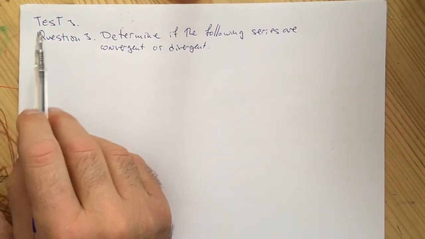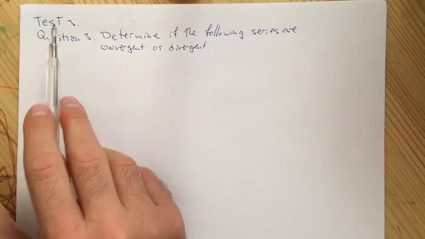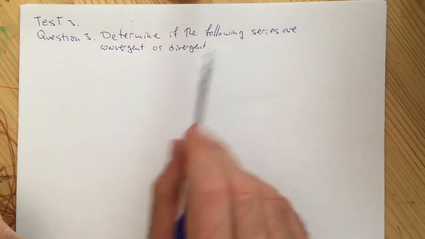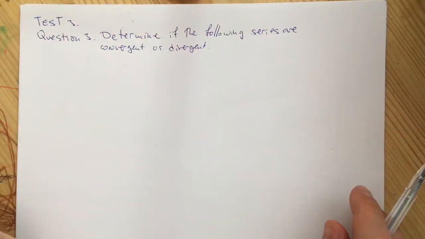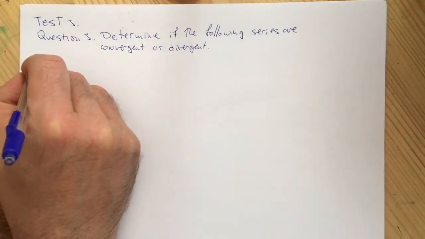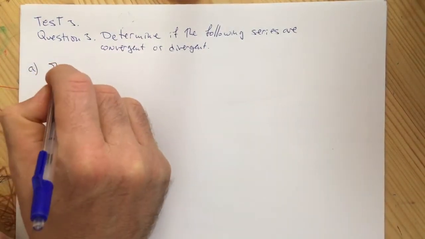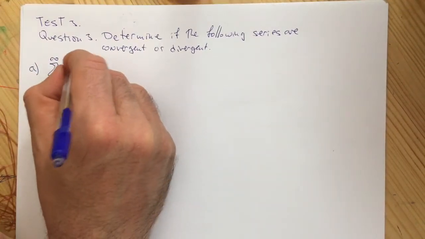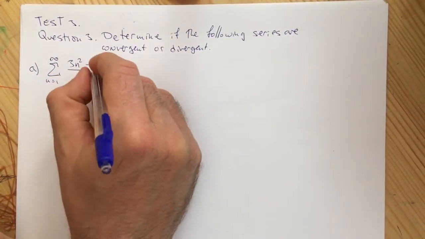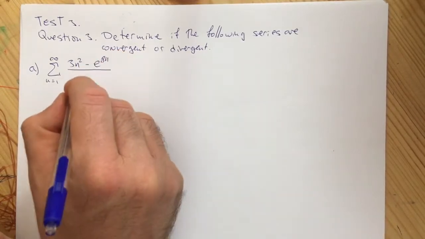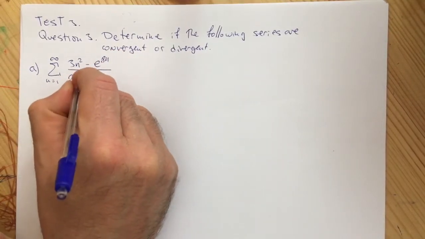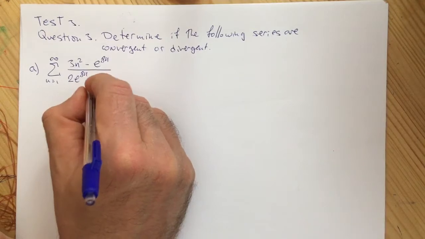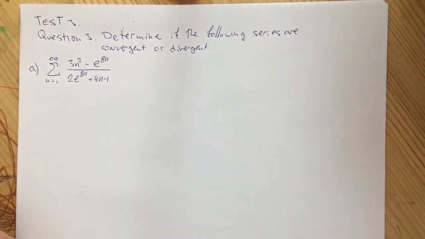Hello, so in this video we will do question number 3 from the old test 3. This question just asks you whether you know if the series is convergent or divergent. So the first question is the sum from n equals 1 to infinity of (3n squared minus e to the power of 8n) over (2 times e to the power of 8n plus 4n minus 1). So what did I say in class?